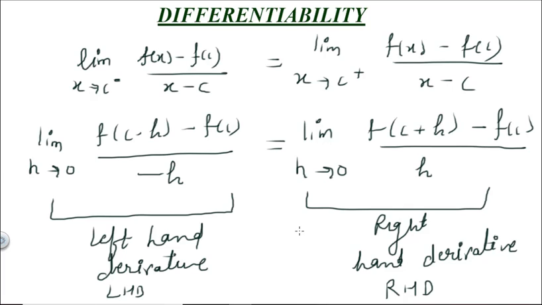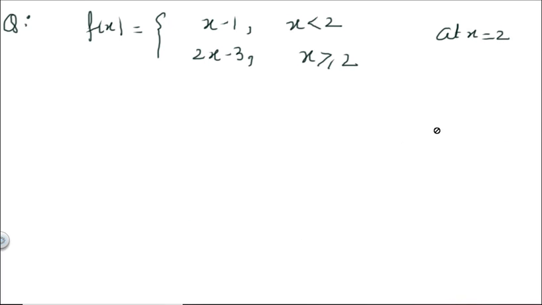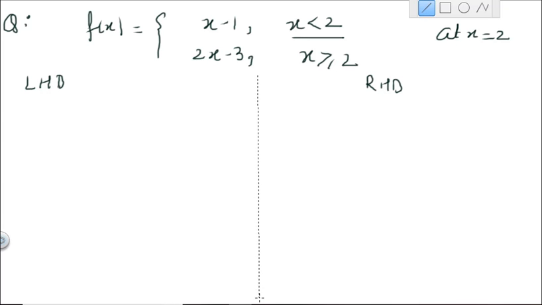Now we will take one example to see how we check the differentiability of a function. Right, let us do that. Suppose in the question they give you a function f of x. It is given that when x is less than 2, the function is x minus 1, and when x is greater than or equal to 2, the function is 2x minus 3. They are asking you to show that it is not differentiable at x equal to 2. So let us check how we do that. For checking the differentiability, you will check LHD and RHD of it. I will solve both the parts.